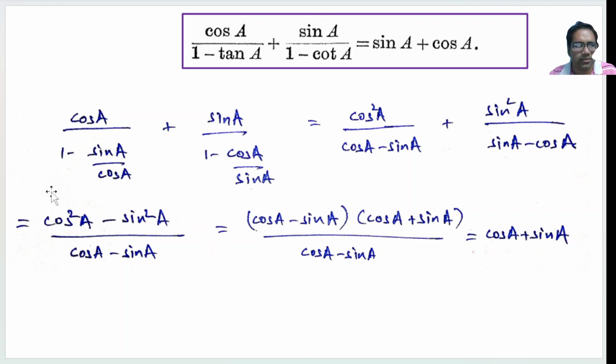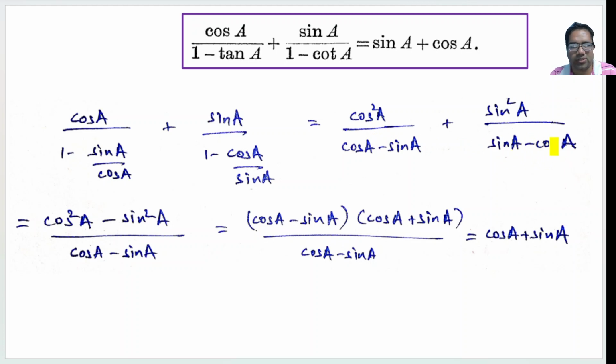Then the left hand side becomes, if you take this one, cos A minus sin A in the denominator, and this cos A will go to the numerator. So this becomes cos square A by cos A minus sin A. Here, this one will become sin A minus cos A, and the sin A will go to the numerator. So sin square A by sin A minus cos A. So we have cos A minus sin A here and sin A minus cos A here. So we can write this as cos square A by cos A minus sin A minus sin square A by again cos A minus sin A.